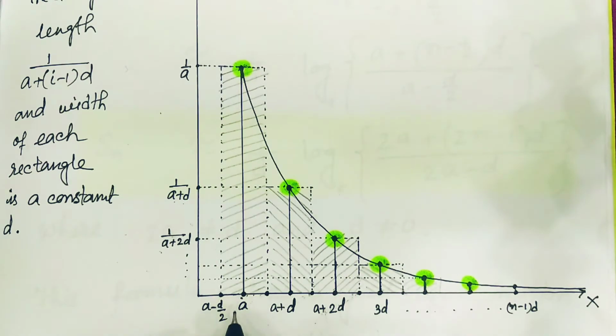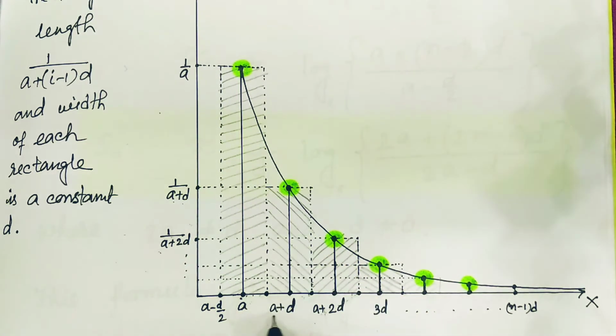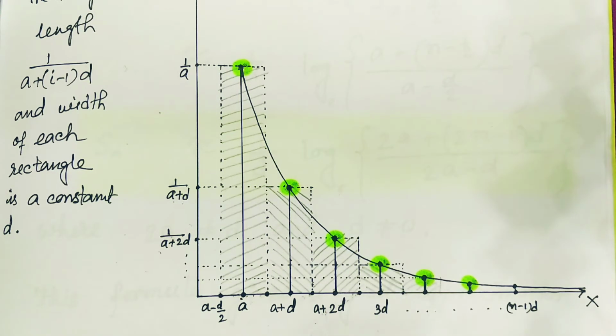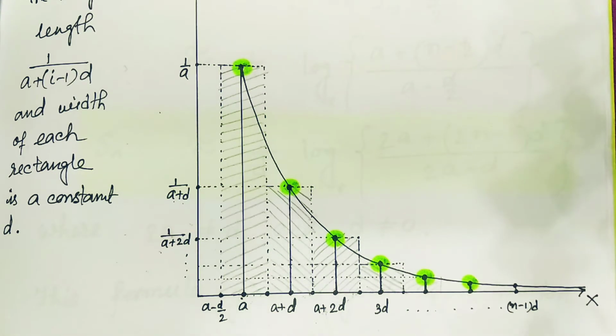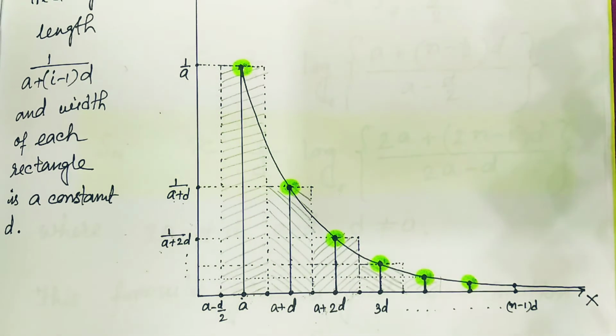rectangle. The first rectangle has height 1 by a and width d. The second one has height 1 by a plus d and width d. Likewise, the sum of the areas of these rectangles will be approximately equal to the area under the curve, that is, the area under the curve from x equals a minus d by 2 to a plus n minus 1 by 2 into d, because everywhere we are just shifting by d by 2. So that is the approximate area which we are going to find out.